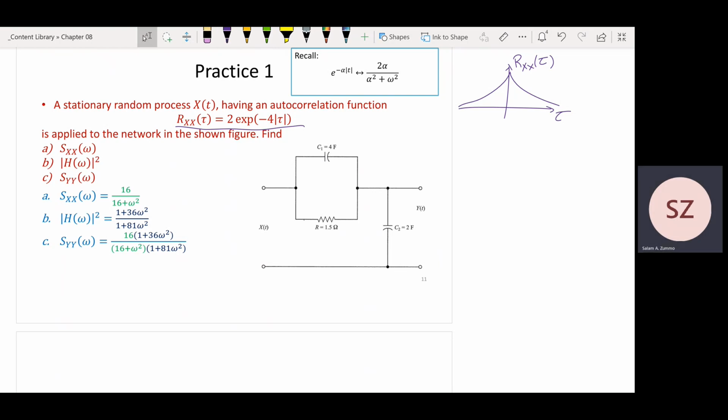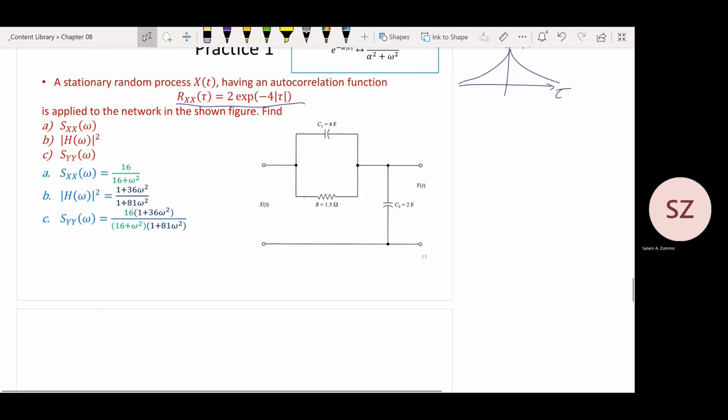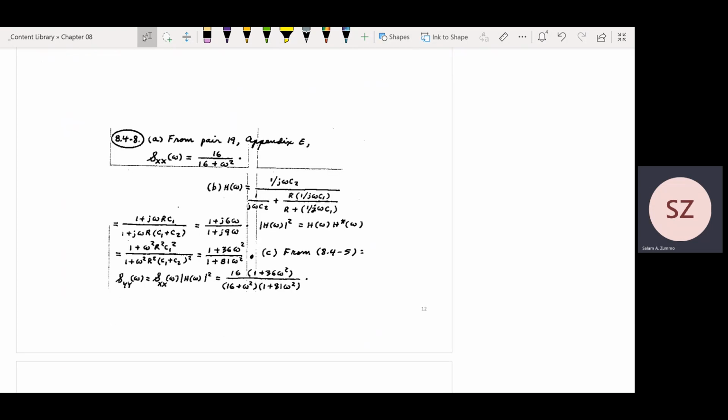This is not an exam about circuits. However, you need to be comfortable finding the transfer function of any circuit. From here, we find the transfer function as this. If we simplify the transfer function, we get this. The output PSD will be the input PSD multiplied by the transfer function magnitude squared, which is this.